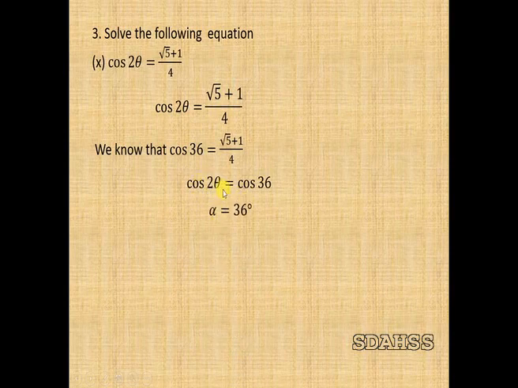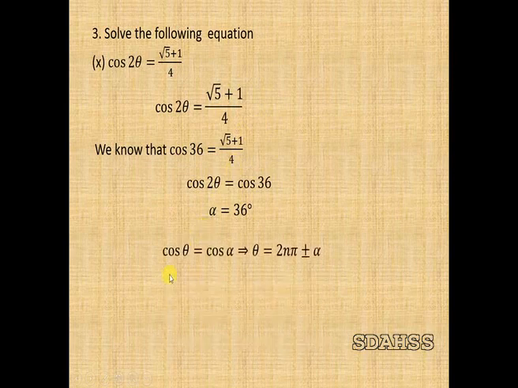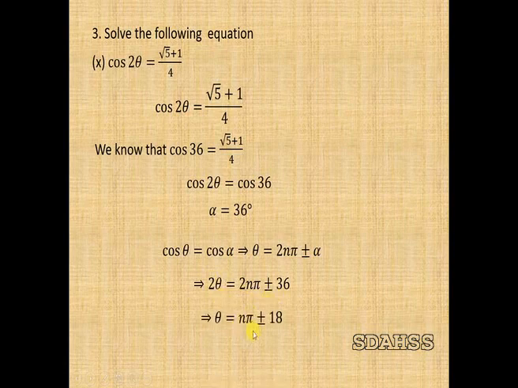So now this is of the form cos theta is equal to cos alpha. So alpha is equal to 36 degree. Cos theta is equal to cos alpha means theta is equal to 2n pi plus or minus alpha. Now in the place of alpha you have to substitute 36 degree. In the place of theta you have to substitute 2 theta. 2 theta is equal to 2n pi plus or minus 36. Divide the whole equation by 2. So you have theta is equal to n pi plus or minus 18.